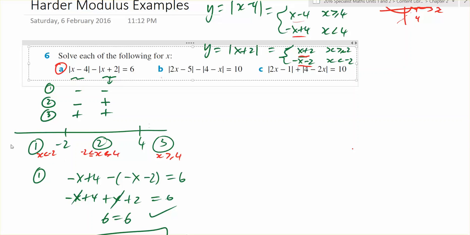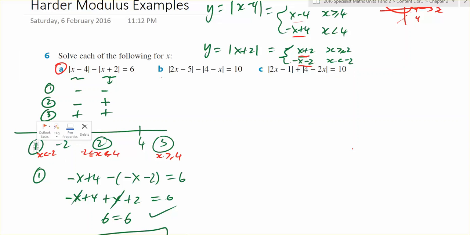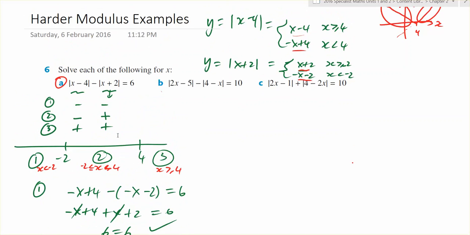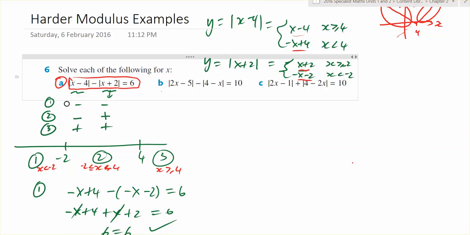What we've done here is divide it into three regions: region 1, region 2, region 3. Region 1 is the section where x is less than negative 2. The second region is when x is between negative 2 and 4. Region 3 is when x is greater than or equal to 4. Now, I want to solve the equation for each different region. So I would have three different equations to solve, because it depends on which positive or negative piece I choose for each of these modulus functions.